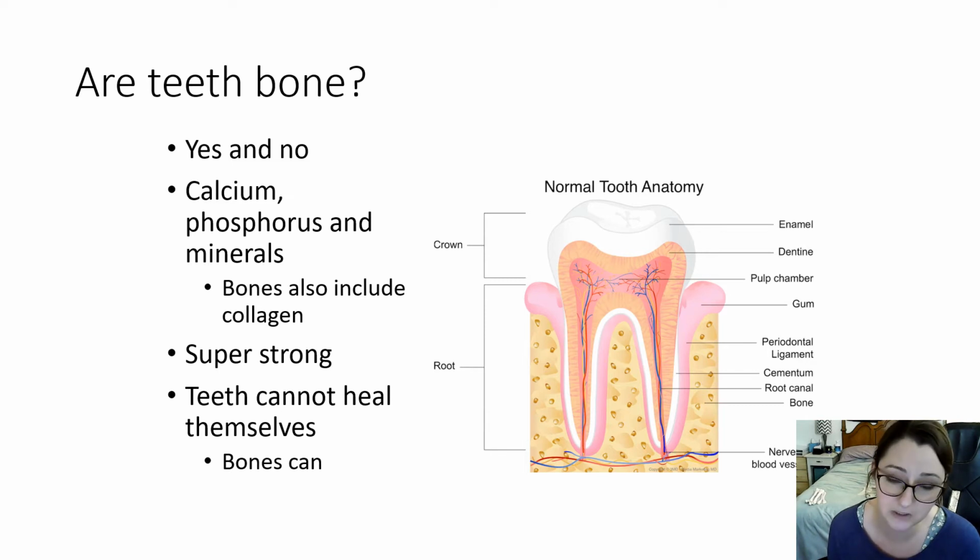Once you have damaged or broken a tooth or you get a cavity, that's it. The tooth is kind of, in a way, done, unless you go get dental work. Teeth cannot heal themselves, bones can. Also, teeth are a little bit stronger than bones, and that's because of the enamel and the dentine.